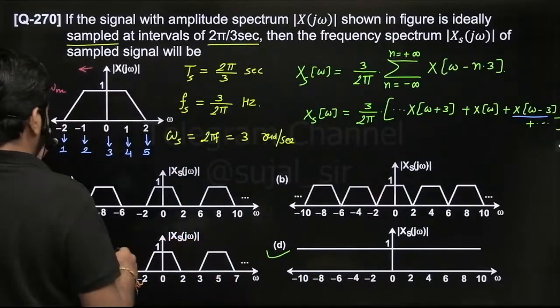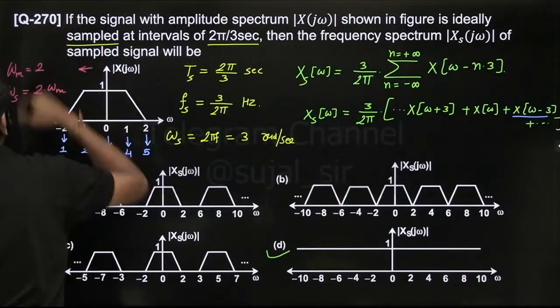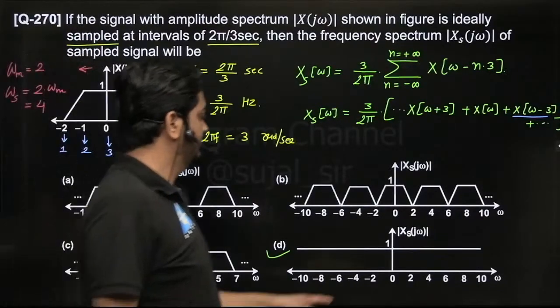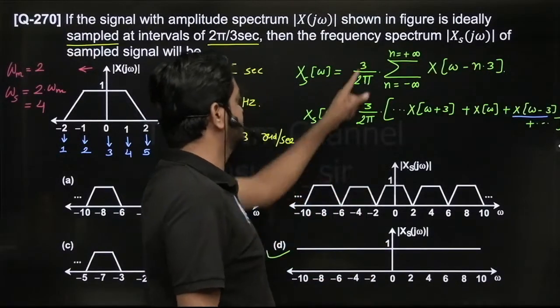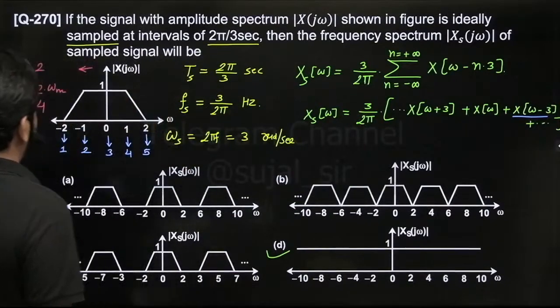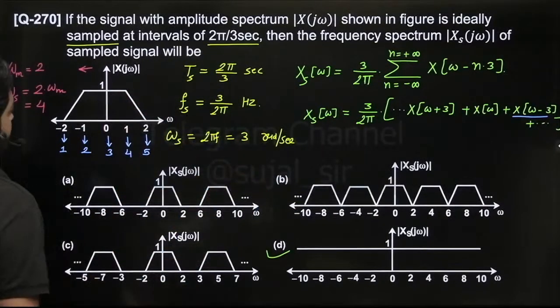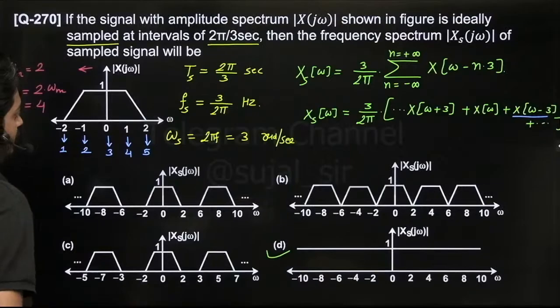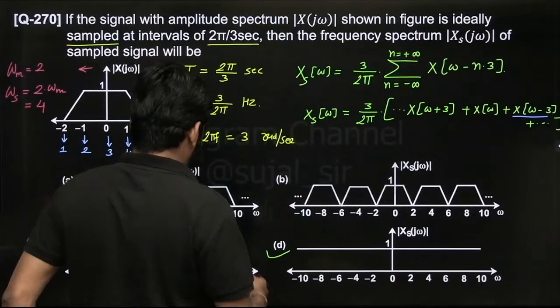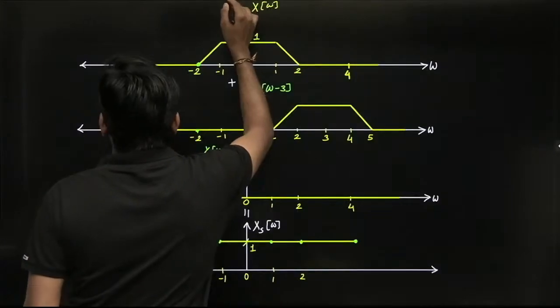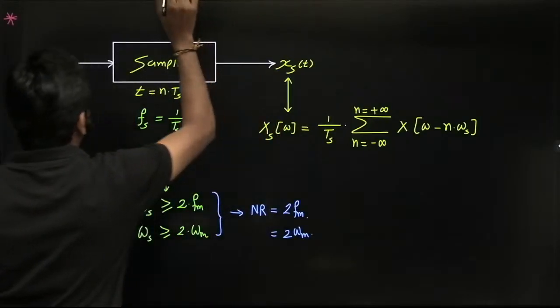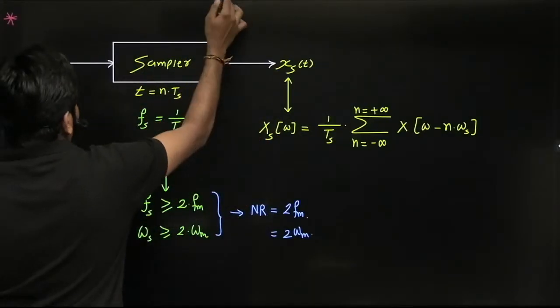So here the right answer is option D. Option D should be the correct answer, but just a change in the magnitude: it should be 1 upon ts, 3 upon 2 pi, 3 by 2 pi, because this is 1. I hope all the students are getting it fine. So this is question number 270. Very interesting question. This concept you can remember.